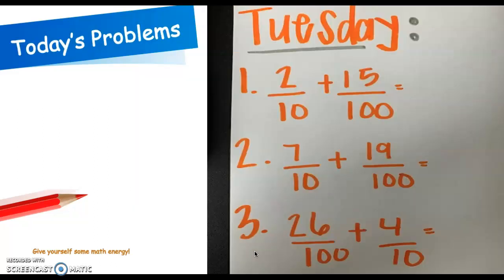All right, so today you have your problems. I would love for you to solve these 3 problems right here. As you can see, you're going to be changing this first one right here, this one right here, and this one right here. Focus in on the ones that have the 10 as the denominator already. Okay? So 2 tenths plus 15 100ths is your first one. 7 tenths plus 19 100ths is your second one. And 26 100ths plus 4 tenths is your third one.